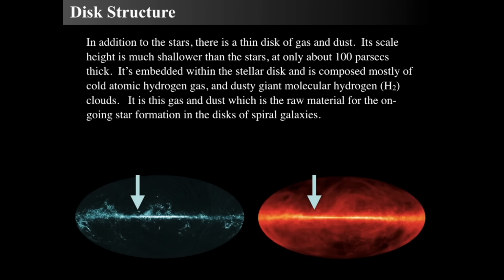The disk structure also has a thin layer of gas and dust. Now the scale height is much shallower than that in the stars. It's about 10 times less thick, maybe only 300 light years thick or 100 parsecs, and it's embedded within the stellar disk. Now what it's composed of is mostly cold atomic hydrogen gas, and that's what we're seeing on the right. On the right-hand side, we're seeing the emission from 21 centimeter radiation, and that's the cold atomic hydrogen gas. That's what's on the right in the reddish sort of diagram. And that happens because the atom that makes up hydrogen has just got a proton and electron, and they both have a spin.